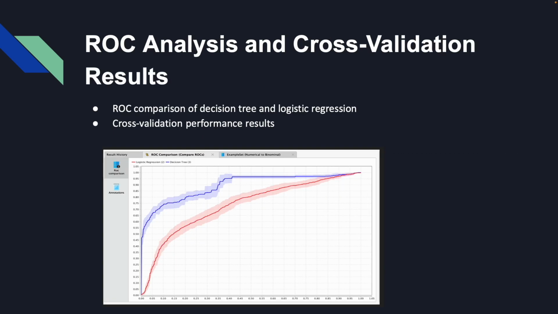The receiver operating characteristic curve is a critical tool in evaluating the performance of classification models. I compared the ROC curves of the decision tree and logistic regression models to assess the ability to distinguish between employees who will leave and those who will stay.